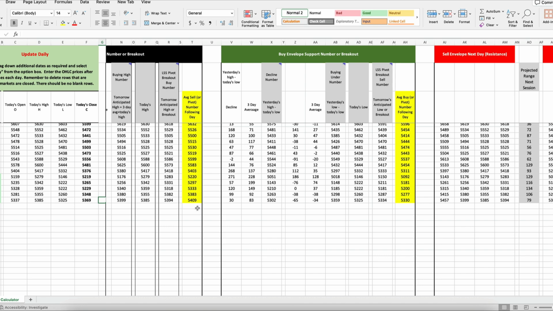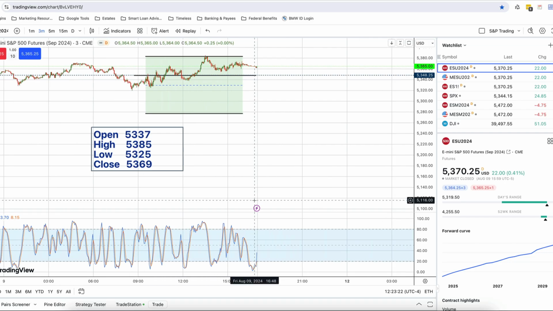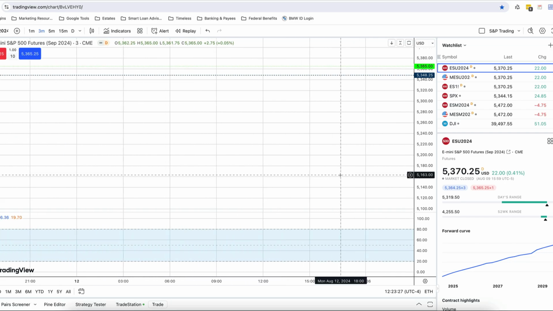They're color-coded. Can't miss it, okay? But the most important three columns you want to grab onto are the ones in yellow, 54.09, 53.80. So I'm going to enter this into my chart for Monday to prep for Monday. This is where I expect Monday to trade, or at least the range for Monday, 79 points, 54.09, 53.80. So I go back to my chart and I go to Monday, August 12th.